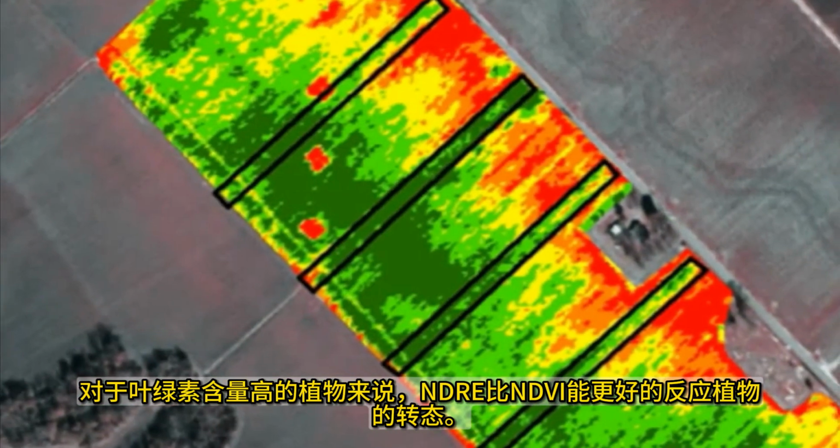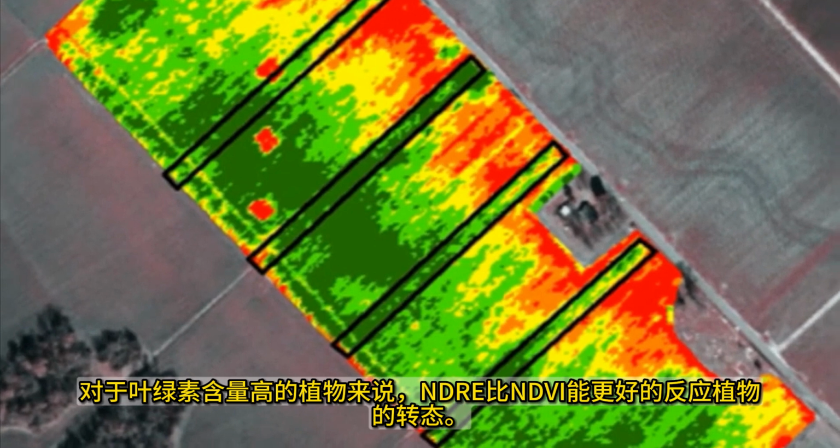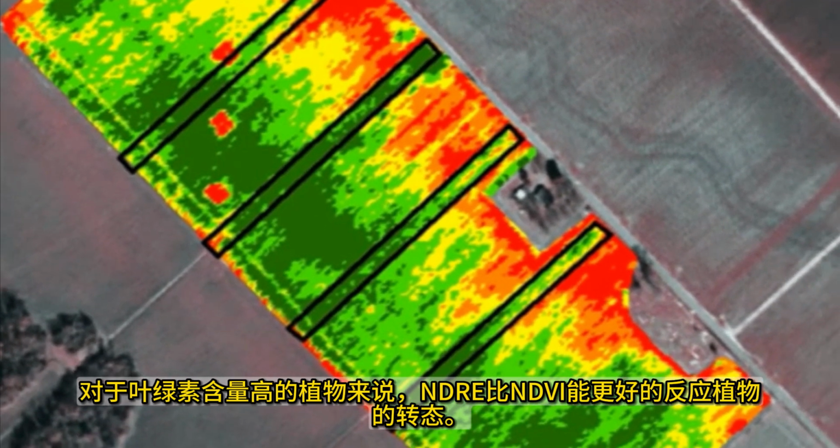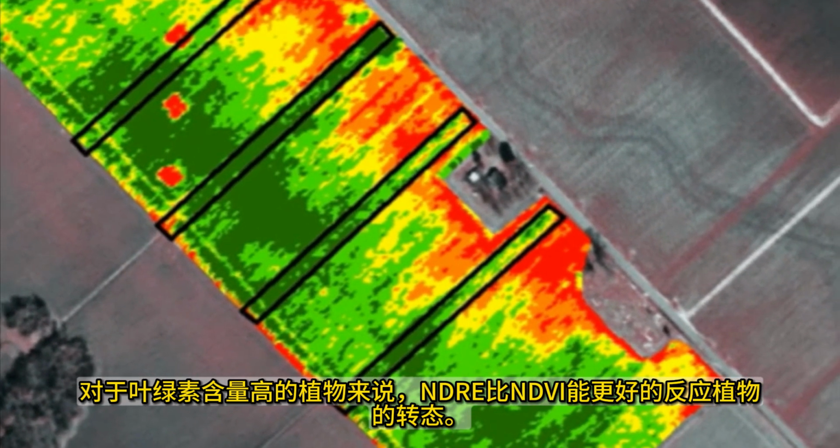NDRE is a better indicator of vegetation health than NDVI for mid to late season crops that have accumulated high levels of chlorophyll in their leaves. Now you know about NDVI, NDRE, NDWI.